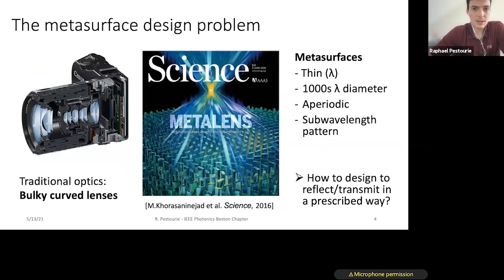I'm going to talk about designing metasurfaces. In contrast to traditional optics, which relies on propagative properties of bulky curved lenses, metasurfaces are very thin, on the order of the wavelength. They're also very large in diameter, thousands of wavelengths. They're usually aperiodic and subwavelength patterned, and they rely on scattering properties. We want to design them to reflect or transmit light in a prescribed way.